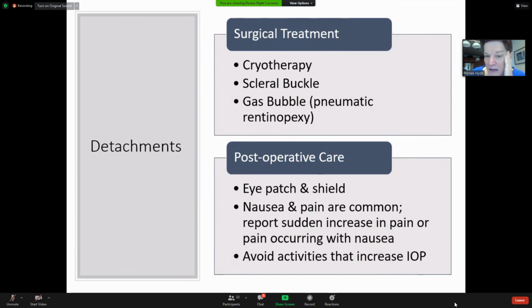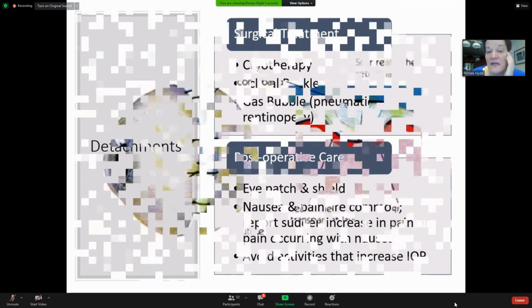Well, think about it, guys. If you change positions, isn't the position of that gas bubble going to change as well? Yeah, it does. So the way that these patients are taken care of is this.